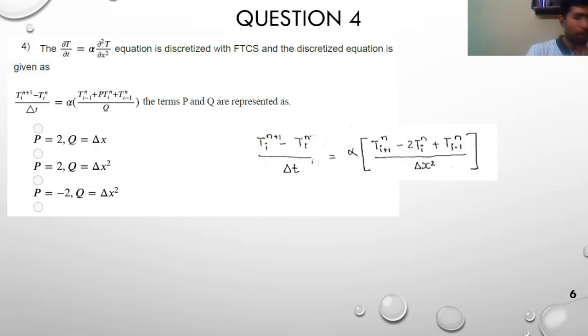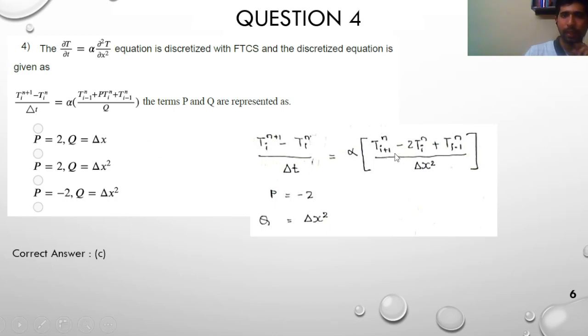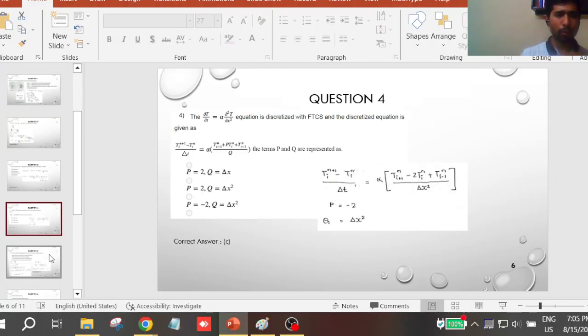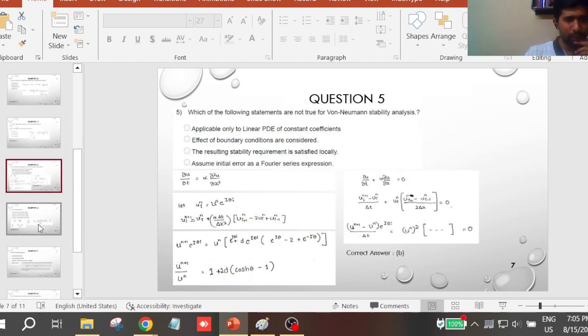And p is equal to minus 2, many of you have already pointed it out. In the central difference scheme, we come up with T at i plus 1 minus 2 Ti, so minus 2 will come here. Let me see whether I have some important question.